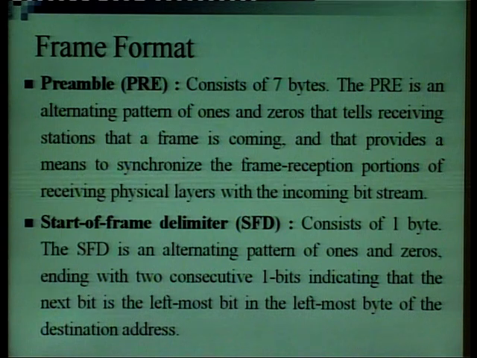Second is the start of frame delimiter, SFD. It consists of 1 byte. It is an alternating pattern of zeros and ones, ending with the 1 bit, indicating that the next bit is the leftmost bit in the leftmost byte of the destination address. So the start frame delimiter is basically concerned with the destination address, which is the next field.